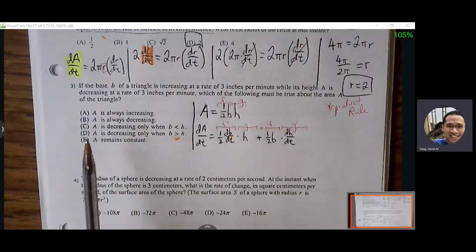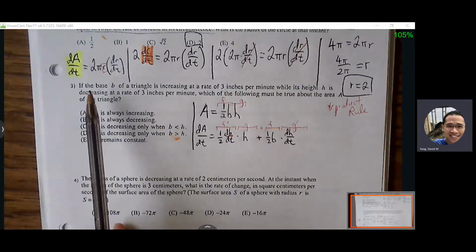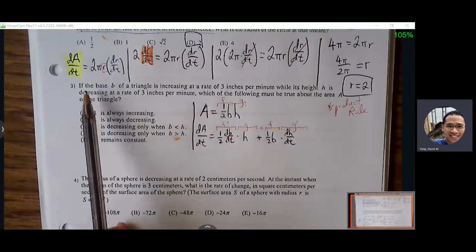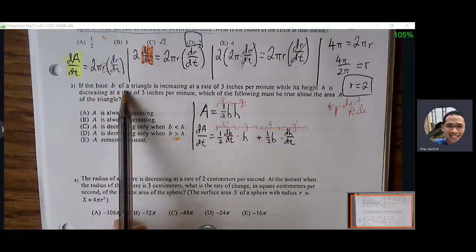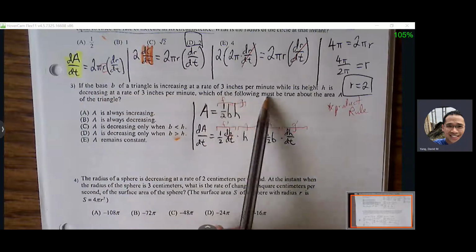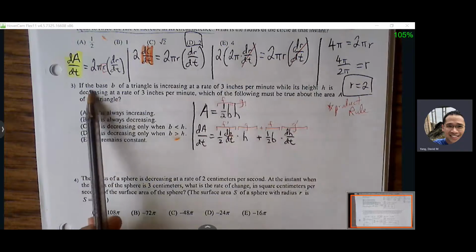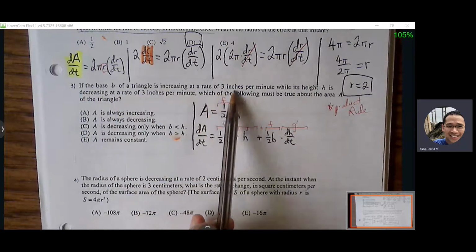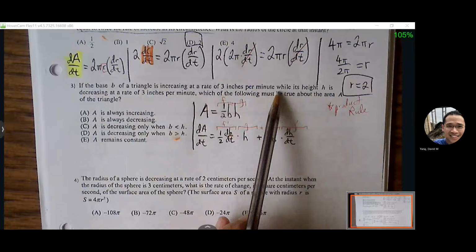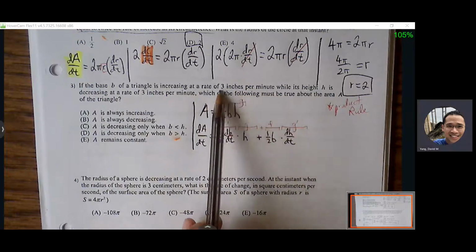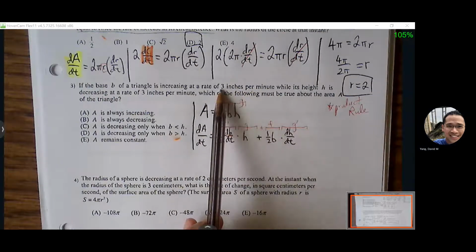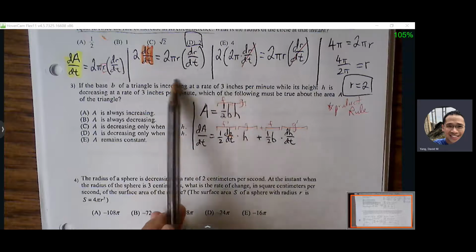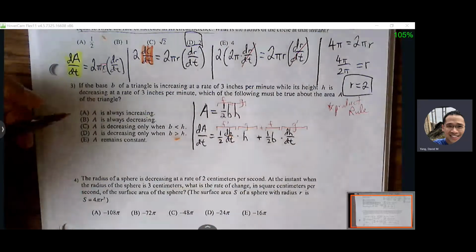Okay, now let's go back to our problem. Let's see if we can assign some values to variables here. Base of a triangle is increasing at a rate of 3 inches per minute. Right? What can we do with that first sentence? Positive or negative? Because increasing. Okay, so dB dt is positive 3.